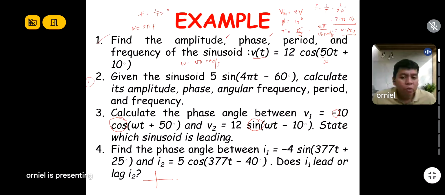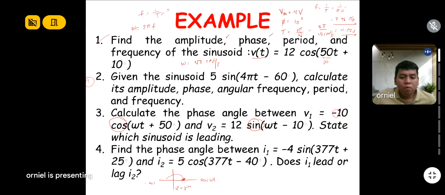Positive sine omega t or positive cosine omega t. Now, our goal is to convert from negative cosine to positive cosine, and also sine to cosine. So basically, how do we do this? With regards to negative cosine, we convert it into positive cosine. That is a shift of 180 degrees.